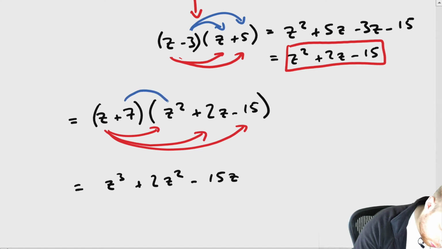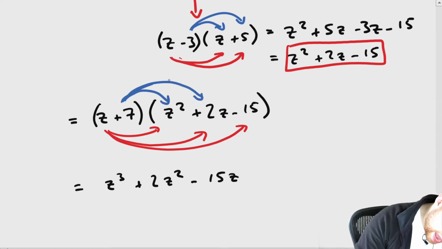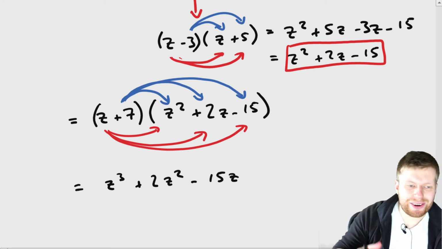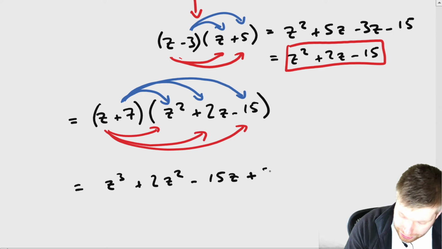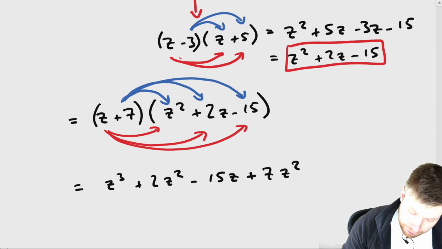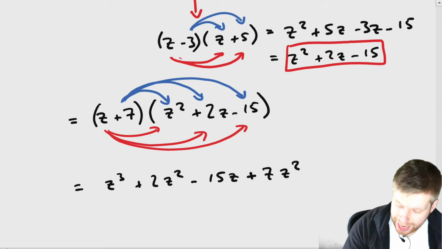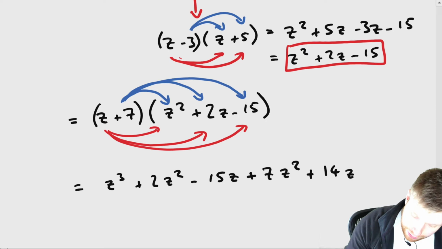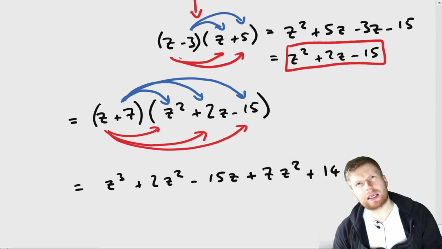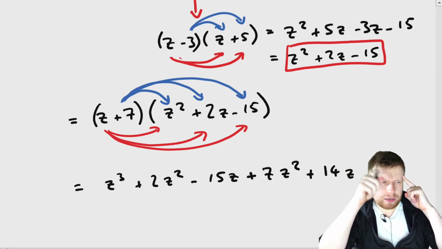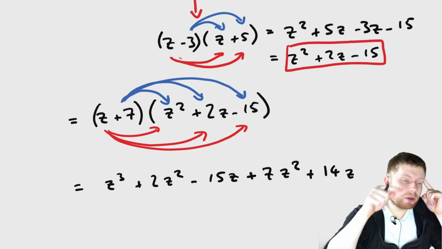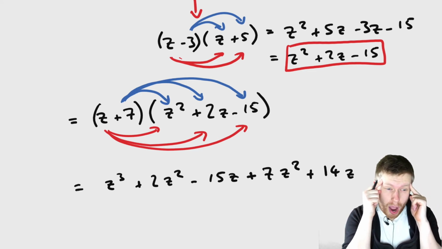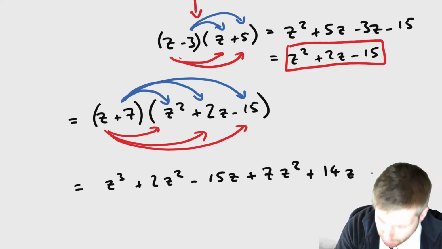Okay, then if I do the same with the positive 7 in the first bracket, making sure it meets up with everything in the second bracket. So in other words, I get positive 7 times by z squared. That's going to give me positive 7z squared. Then if I have positive 7 times by positive 2z, that's going to be positive 14z. And then if I have positive 7 times by negative 15, well, we'll break it up. Positive 7 times by 10 is 70. Positive 7 times by 5 is going to be 35. So that means it's going to be 105, but it's a positive times a negative. That means it's negative 105.